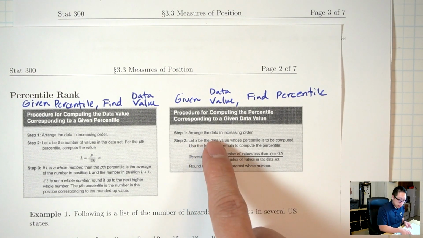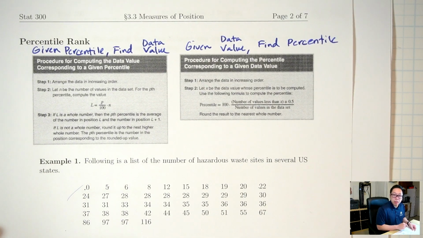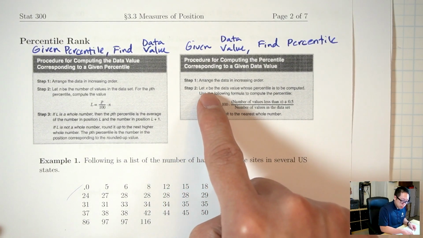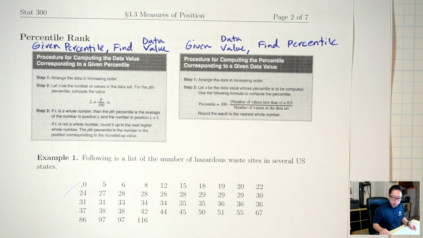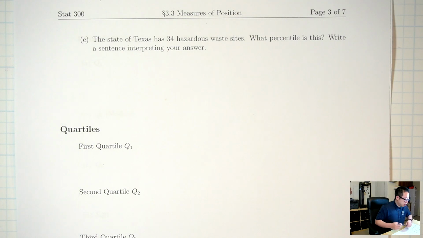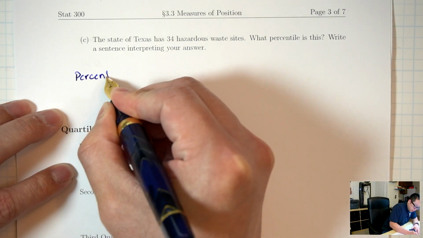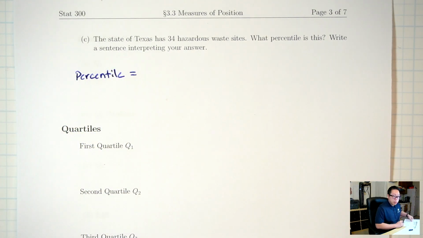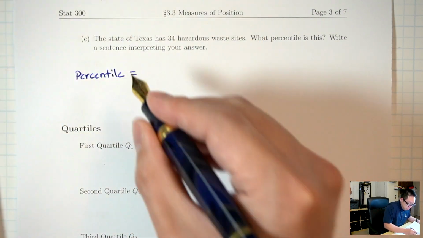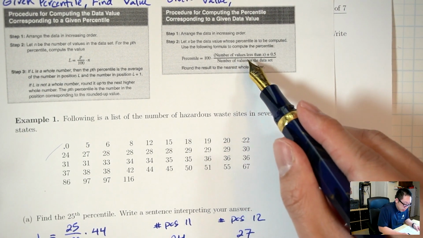Step 1 says arrange the data in increasing order. I think we're good. The data is in increasing order. Step 2, let X be the data value whose percentile is to be computed. Use the following formula to compute the percentile. Let me write down the formula. The formula says percentile equals 100 times, on top, number of values less than X.